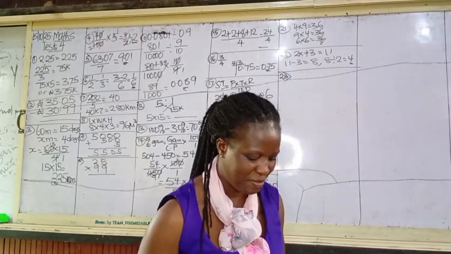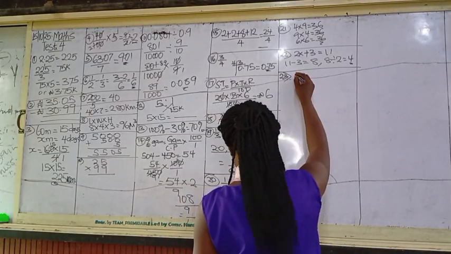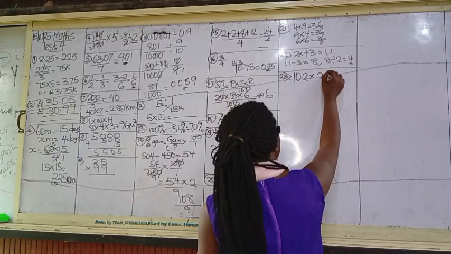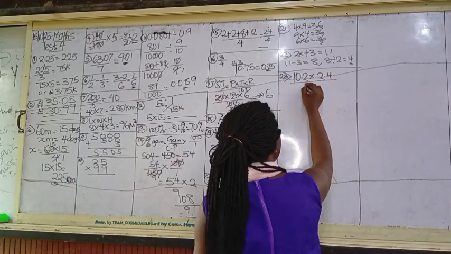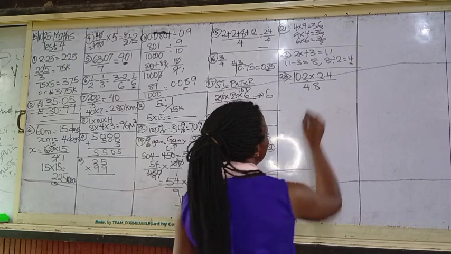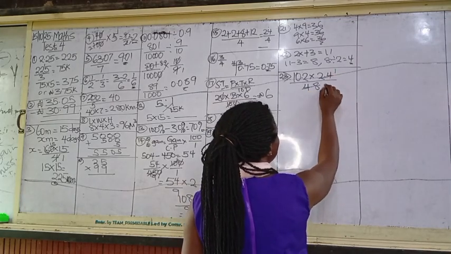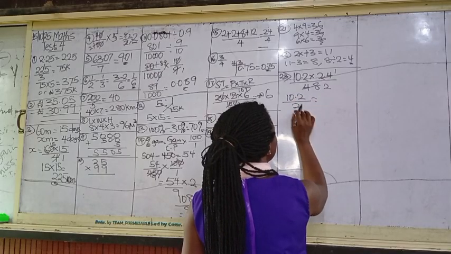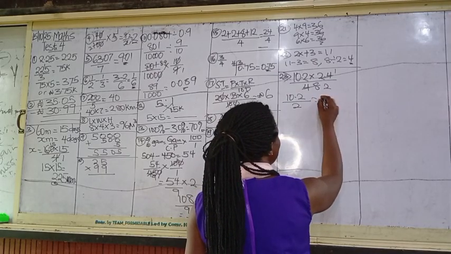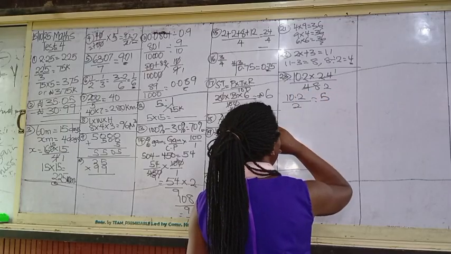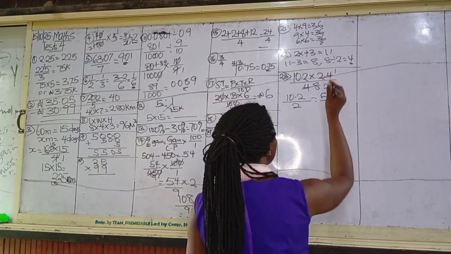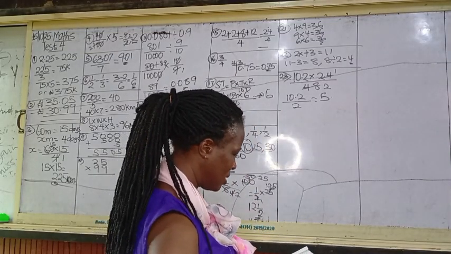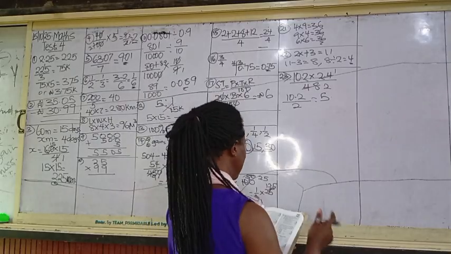Number 23 says simplify 10.2 multiplied by 2.4 and divide it by 4.8. So what do we do here? 2.4 here 1, 2.4 here 2. So we have 10.2 over 2. That would give us 5.1. Do we have 5.1 as our answer? So that is B.